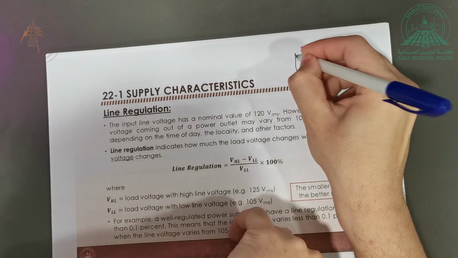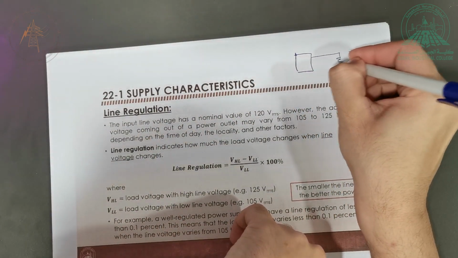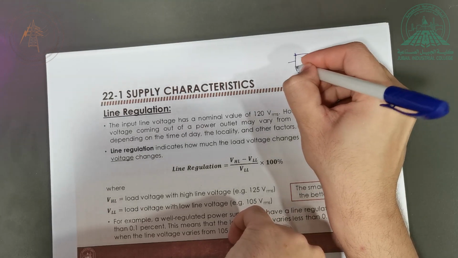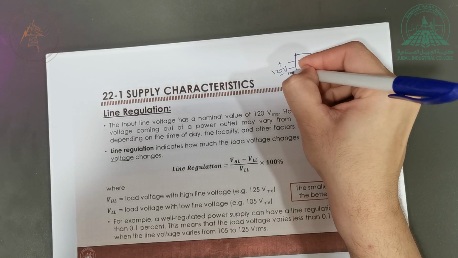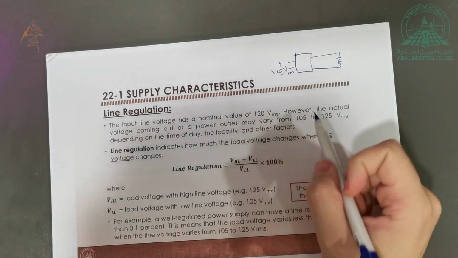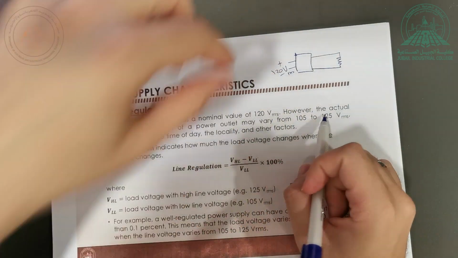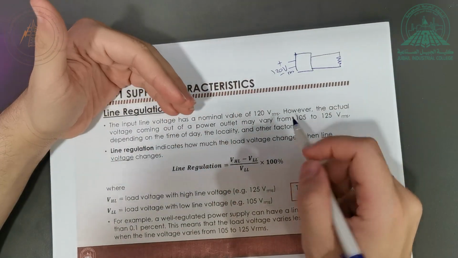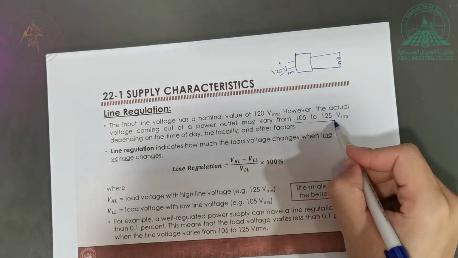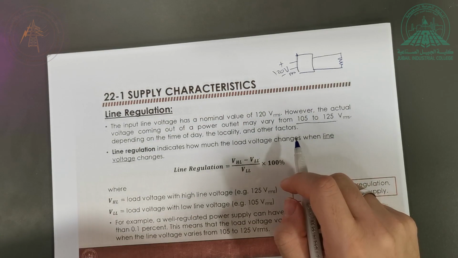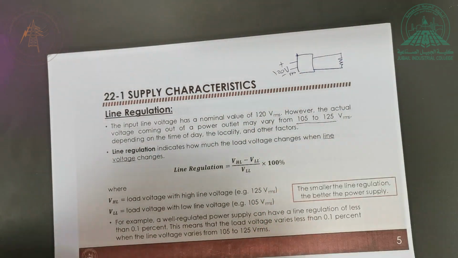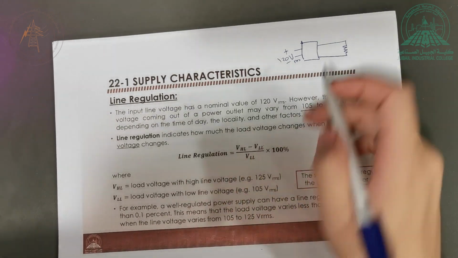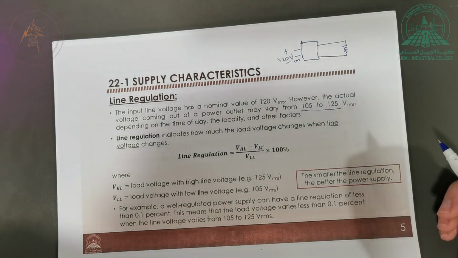Okay, so this is the regulator that I have. It's connected to the load, and here it's connected to the wall, the 120 V RMS. This outlet can have some variation, so you can see it can fluctuate between 105 and 125. You cannot control them. This is coming from the power outlet that you are using for the power supply.